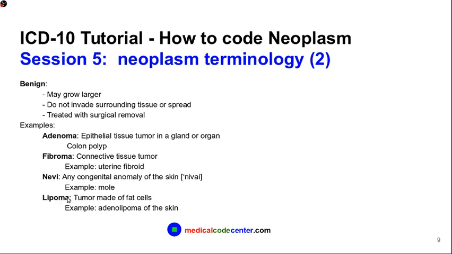And then finally you have a lipoma. That's a tumor made of fat cells. For example, adenolipoma of the skin. So all those four terms here are benign neoplasm.